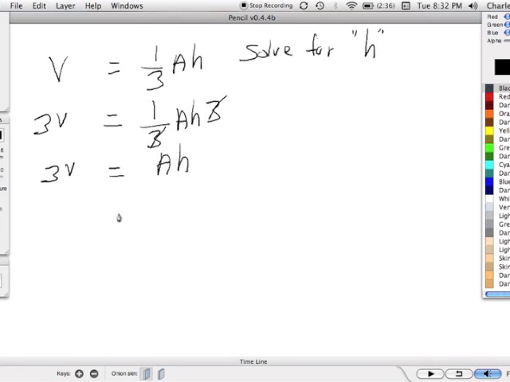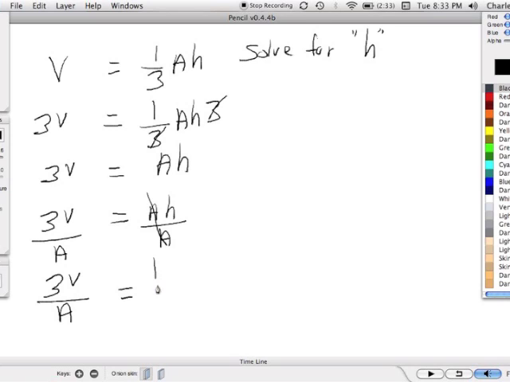So in order to isolate H, or get H on the right-hand side by itself, we'll divide the right-hand side by A. And so we have AH, now divided by A. When we divide the right-hand side by A, we must also divide the left-hand side by A, so that we have done the same thing to both sides. And as we've divided the right-hand side by A, the A's cancel out, and we are left with 3V over A on the left side is equal to H.